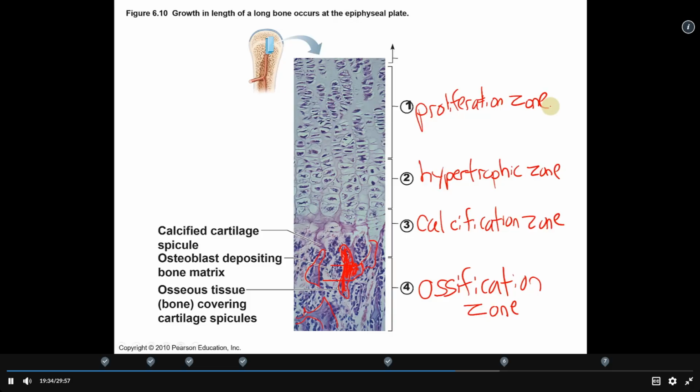Now up here, the arrow points upward, but we can't really see it on the slide. This is the furthest from the battle line. And here, the chondrocytes are just hanging out. They don't even know there's a battle going on. They call this the resting zone.